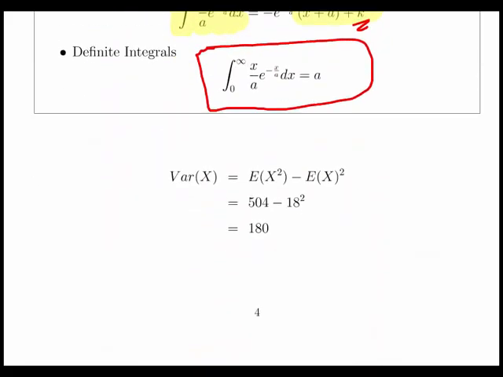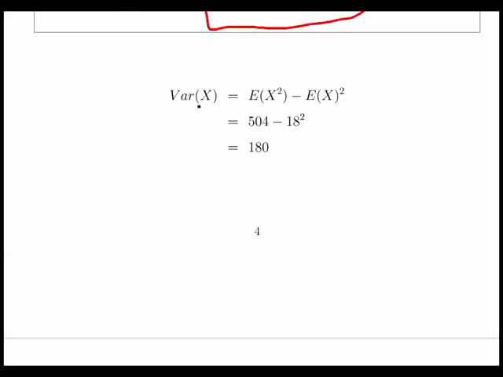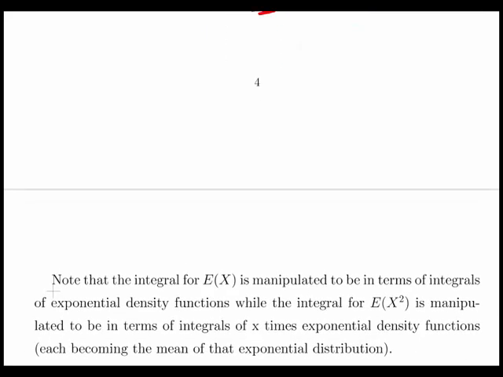Now just remember, you're not finished until you've done this part. The variance of x is the expected value of x squared minus the expected value of x squared, the mean squared. 504 minus 18 squared. Calculator work is 160. Sorry, 180. Okay, good. Now that's good.